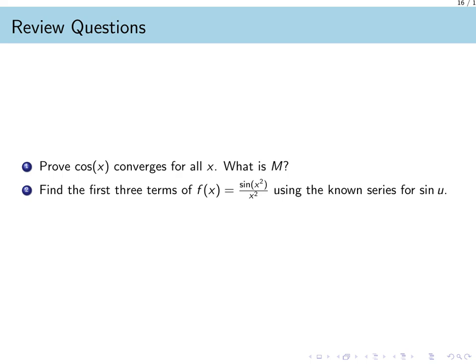The second question is an exercise in building a new series from a known one. Start with the Maclaurin series for sine of u. Your first step is to substitute u equals x squared into that series. After making the substitution, you will then divide the entire resulting series by x squared. Be careful with your exponent rules. Please take a moment to pause the video and work through these two problems before continuing.